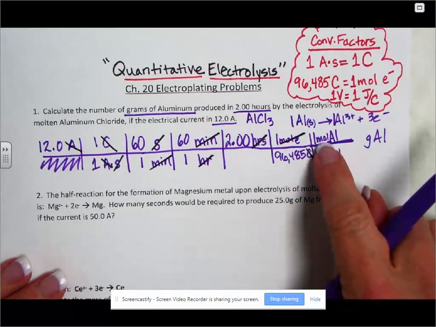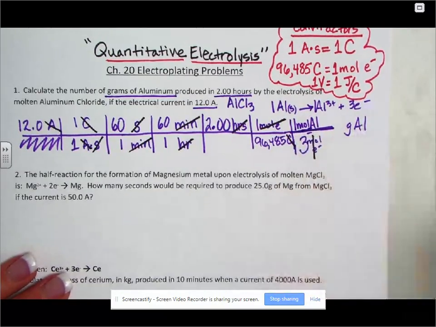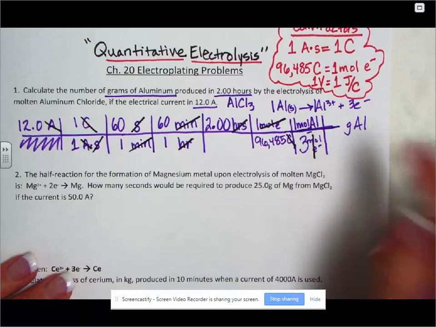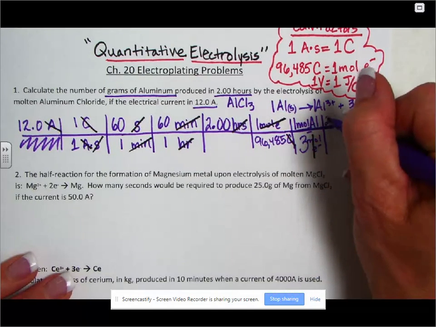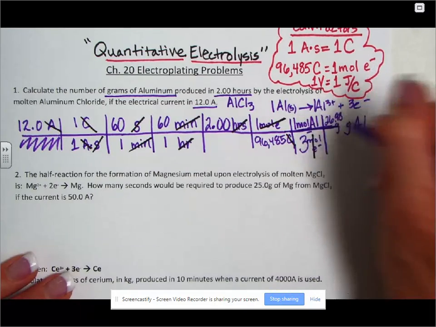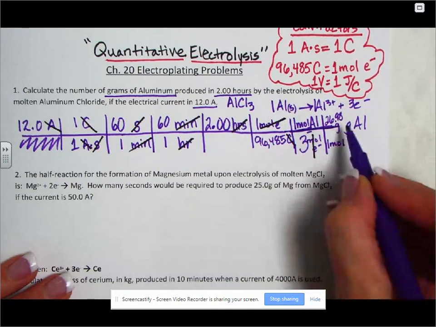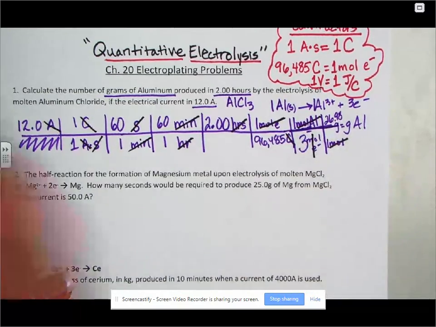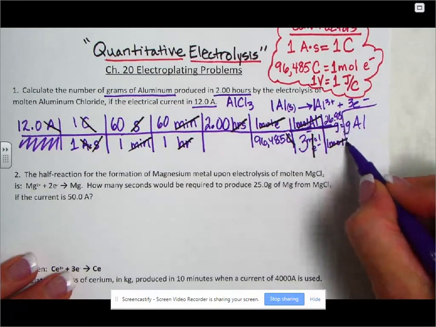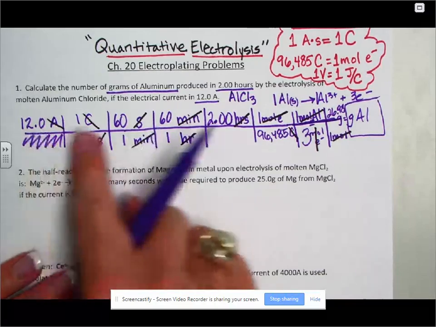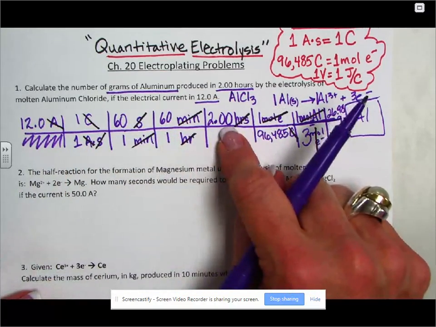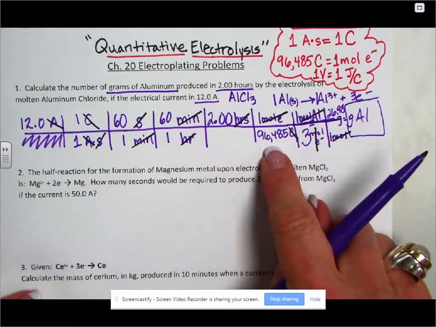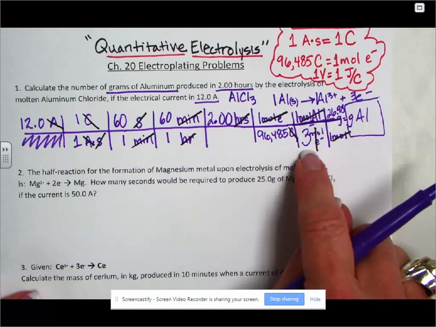All right, almost there. So we have moles of aluminum. We've converted to that, but we need to go to grams. So you need to consult your periodic table and get aluminum's atomic mass. So the atomic mass of aluminum is 26.98 grams per mole. Okay. Now this is letting the moles of aluminum cancel, and we have grams, and that's what we wanted. So now we're ready to plug it into our calculator. So you're going to multiply 12 times 60 times 2 hours times 26.98, and then you're going to divide that by 96,485, and then divide it by 3.